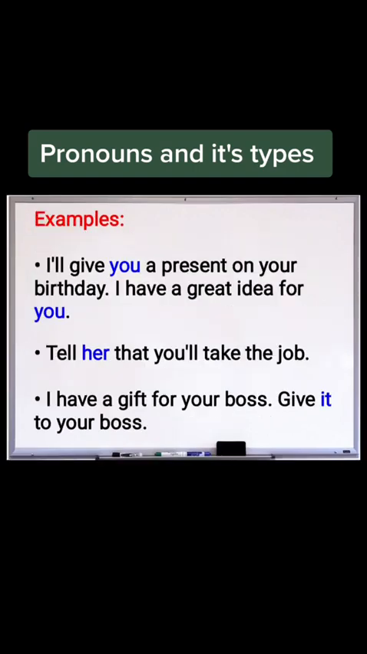For examples, I'll give you a present on your birthday. I have a great idea for you. Tell her that you'll take the job. I have a gift for your boss. Give it to your boss.